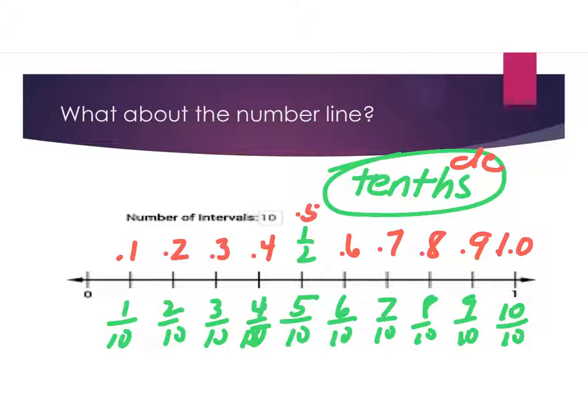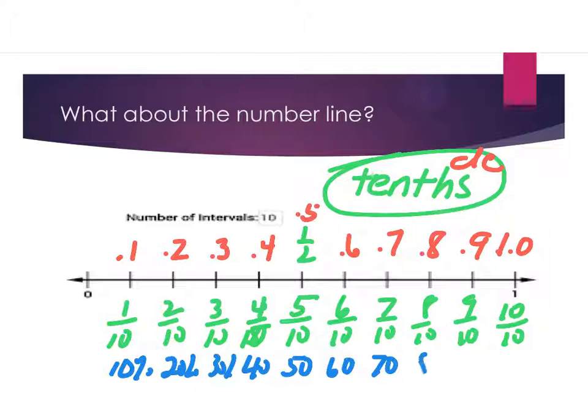The last way we can look at this on the number line is then going to be in the percent. So we have 10%, 20%, 30%. I'm going to stop writing percent because it's getting messy. 50%, 60%, 70%, 80%, 90%, and 100%. So once you have that figured out on the number line, then you can start placing things where they belong.